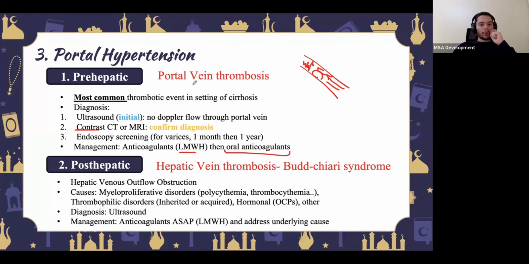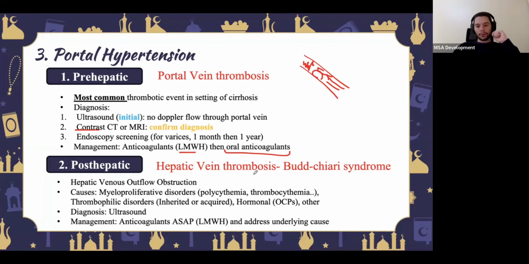Over here, you can see endoscopy screening. Now, this is important not only for portal vein thrombosis, but generally for any portal hypertension patients. And it's important for screening of esophageal varices. And it's done usually at 1 month and then 1 year.